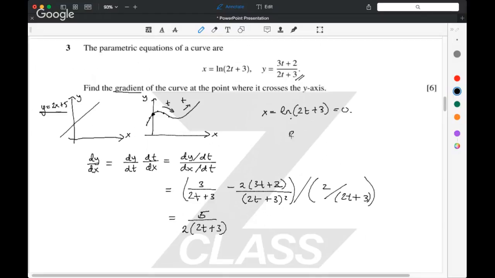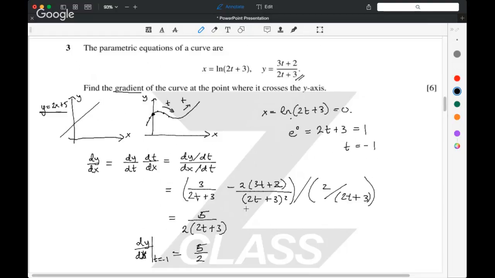So they're saying that e to the 0, because it's base e, is 2t plus 3. Well, what's e to the 0? Anything raised to the power of 0 is just equal to 1. And that gives us that t is equal to minus 1. So all we need to do is plug that in here. So let's call this dy dx evaluated at t is equal to minus 1. And that just gives us 5 halves.